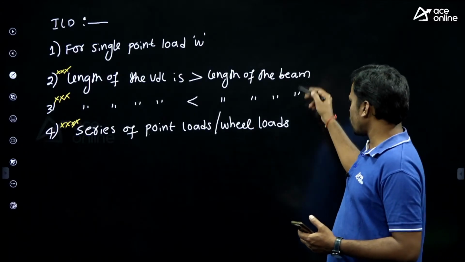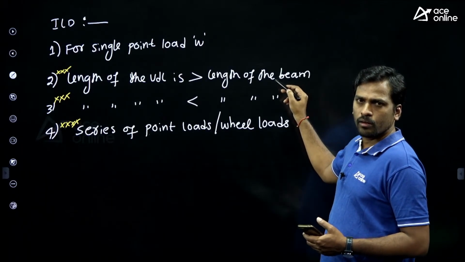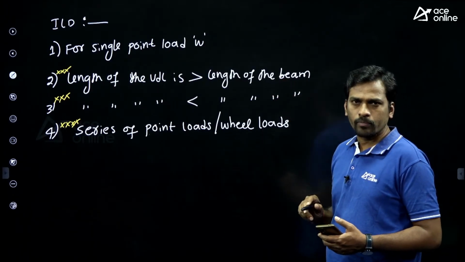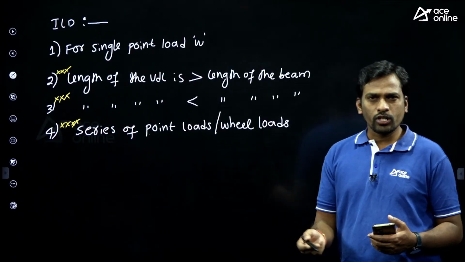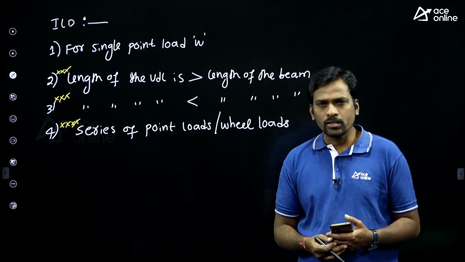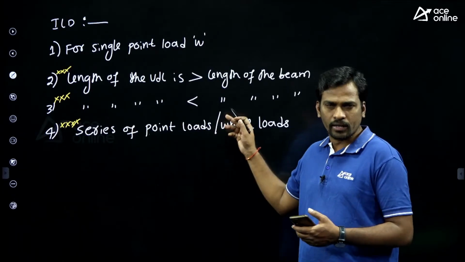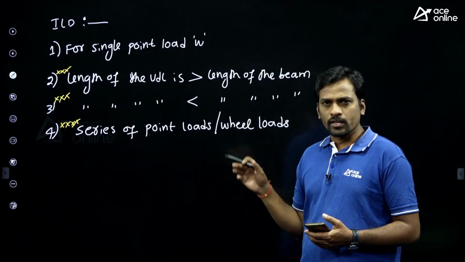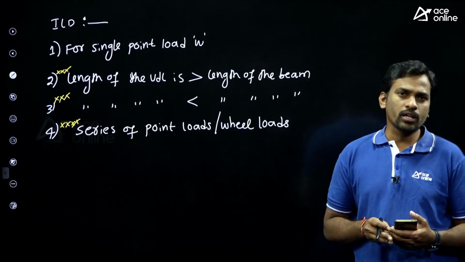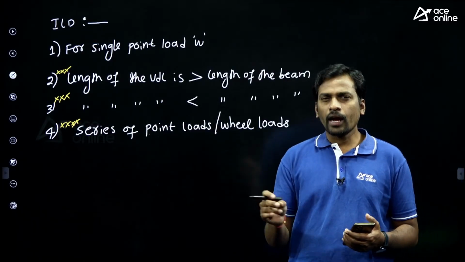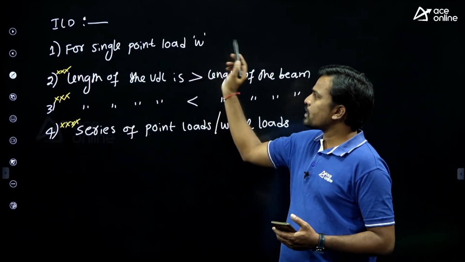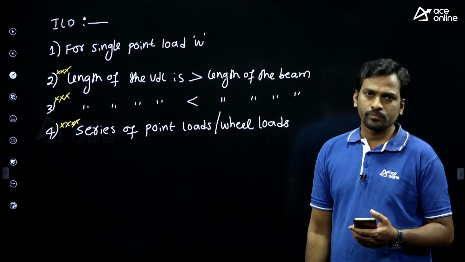I gave a number of cases, right? Finding maximum reaction at support A, maximum reaction at support B, and finding the maximum shear force at the section, bending moment at the section, and absolute maximum bending moment. These are the cases I gave, right, in these 4. So here in these cases, concentrate more on how to find the maximum shear force at the section, bending moment at the section, and absolute maximum bending moment. Give the least priority for single point load W.